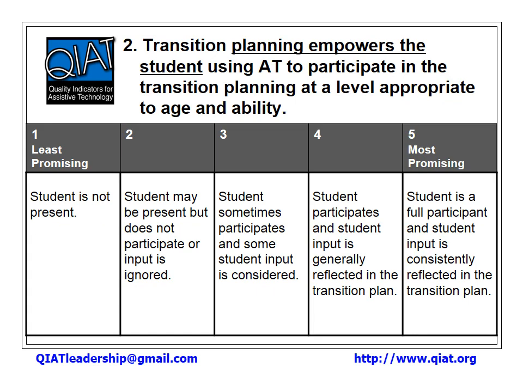We talk about the matrix that was developed for each of the transition areas, that moves from the least promising to the most promising. And we noticed when several of you indicated that you were using QIAT to help do some long-term planning, as well as to look at where the services might be in your area and where you might need improvement planning. This is one of the tools that you can use to do that type of planning. As I said, it moves from least promising, that the student is not present at the meetings at all and included in the planning, all the way over to 5, which is most promising, where the student's a full participant and input is consistently reflected in the transition plan. So you can also go to the QIAT website and download all the matrices and all the different indicators.